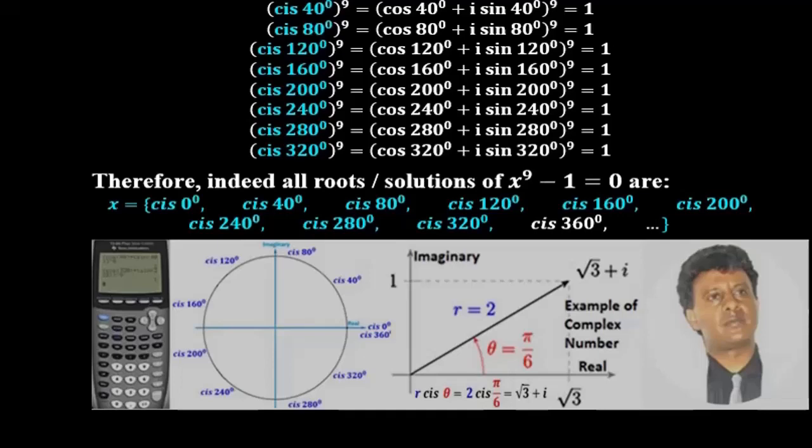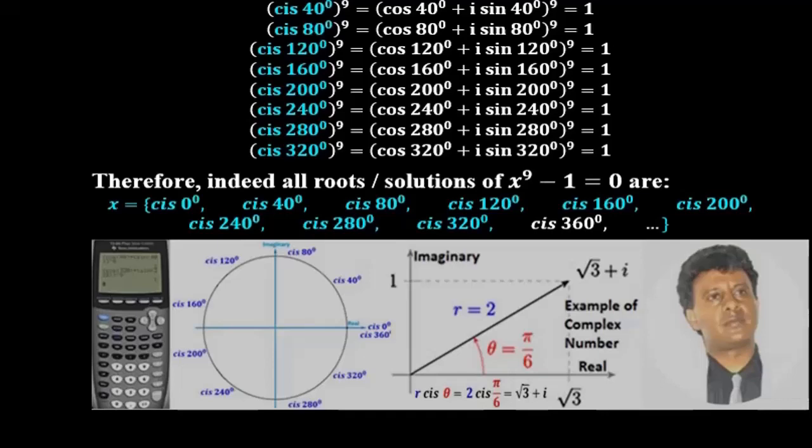And here is an example of a complex number. Complex number square root of 3 plus i, with the x-axis real, y-axis imaginary. This is a vector of r equals 2, the magnitude. The magnitude of the vector is 2 and the direction is theta equals pi over 6, which is 30 degrees. And that is r cis theta, which is 2 cis pi over 6, which is cis 30 degrees.